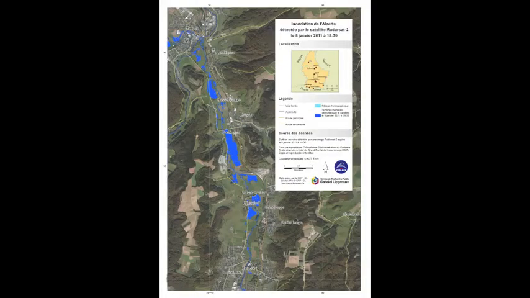To develop our methods, we are using all the satellite images that are available in the archives of the European Space Agency. So all these images are interpreted in order to extract the flood extent.